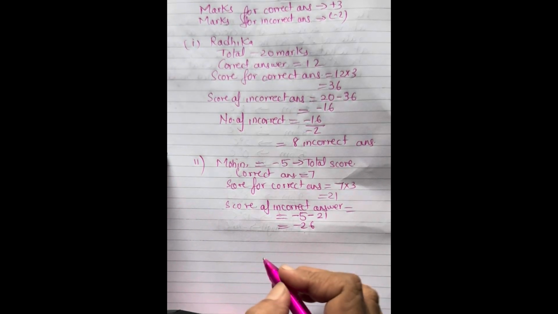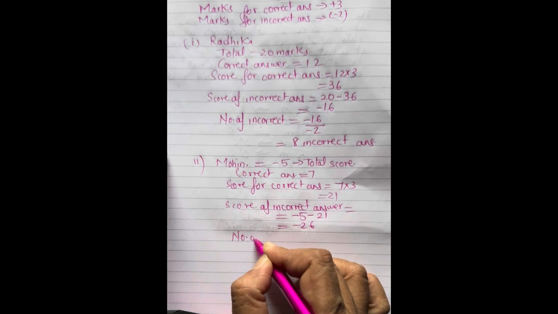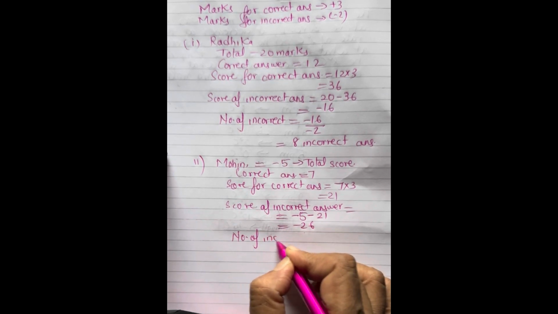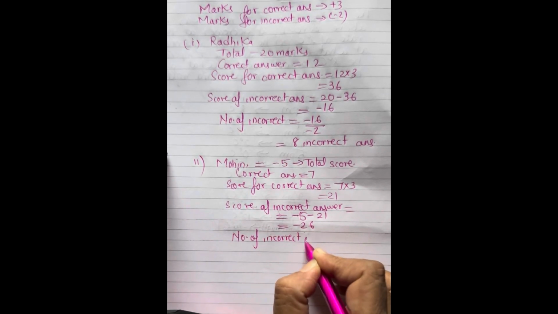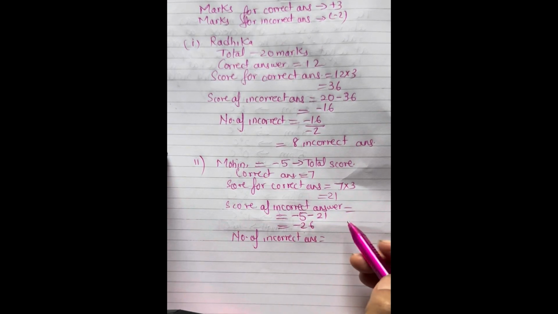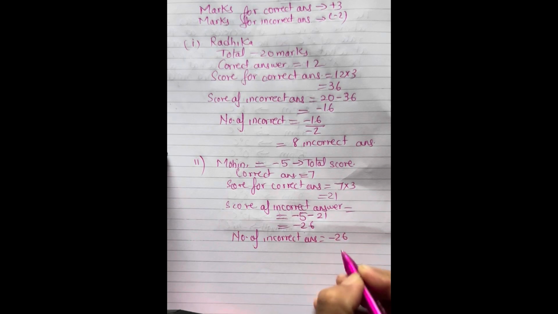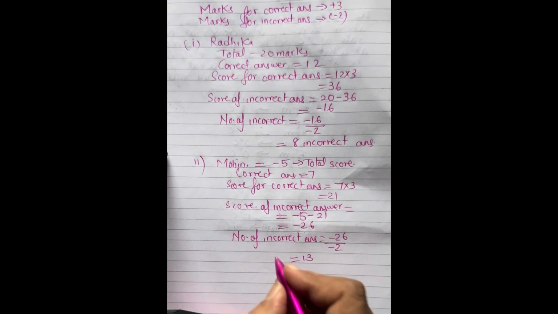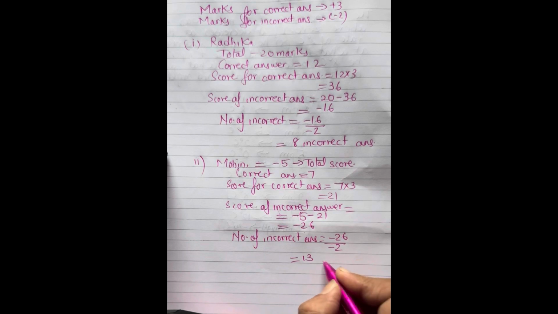Now we need to find out the number of incorrect answers. So what do we do? The marks for an incorrect answer is minus 2. So we divide minus 26 by minus 2. The negatives will cancel, and 26 divided by 2 will be 13. Right? So she gave 13 incorrect answers. So this is the way you will solve this type of sums.